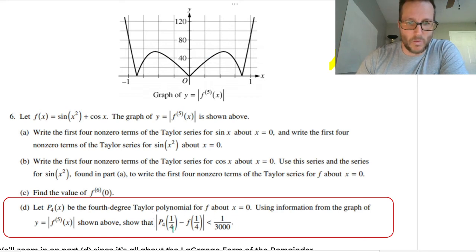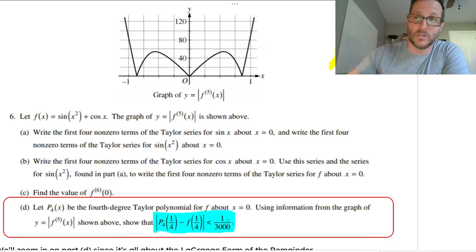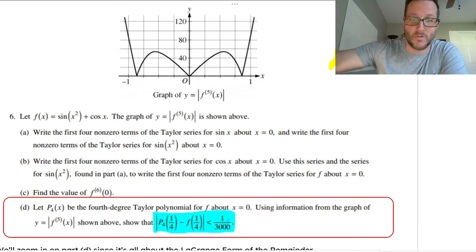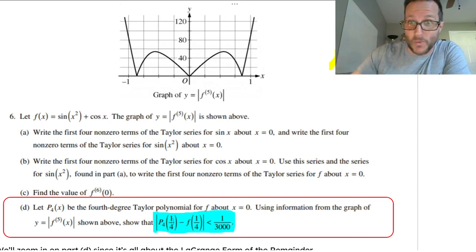So what is that? Looks familiar, doesn't it? It maps back to that box I showed you earlier about the Lagrange form of the remainder. P sub 4 at 1/4 is the approximation at 1/4 using the fourth degree polynomial. F of 1/4 is the exact value of the function at 1/4. So that difference, absolute valued, is the exact error.